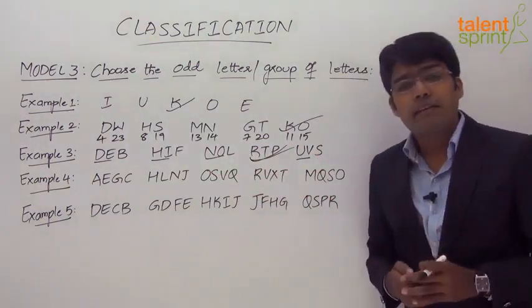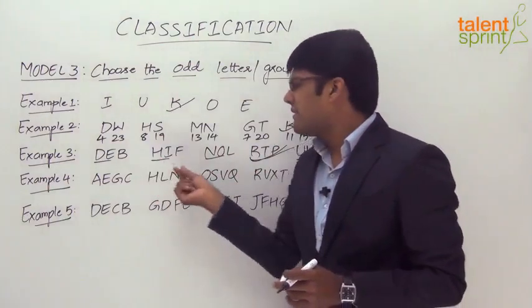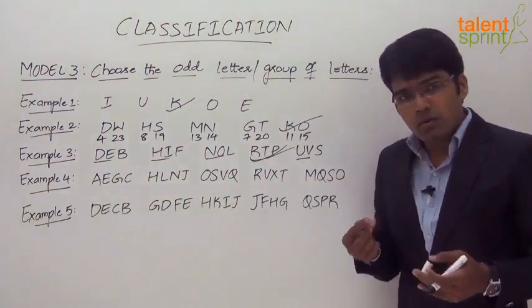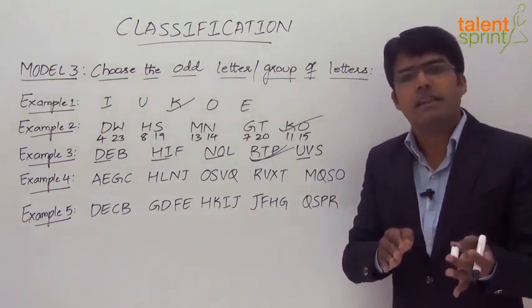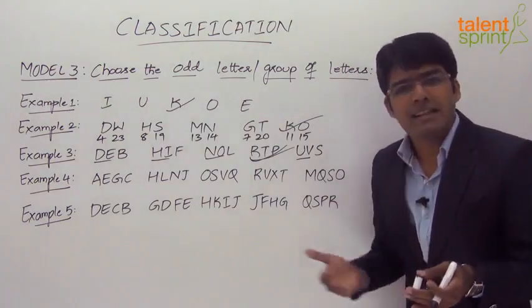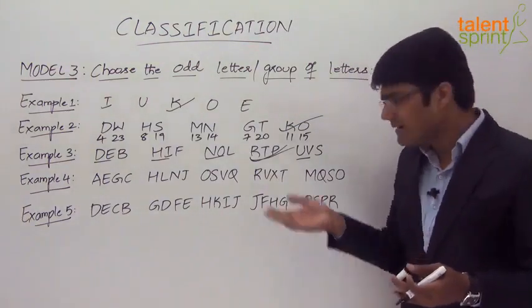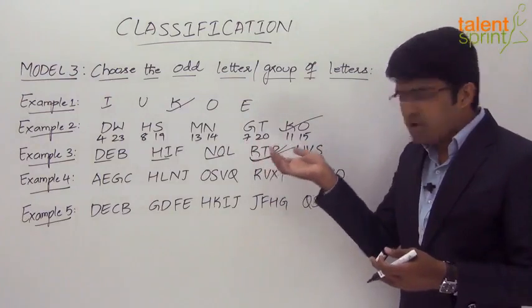Now some of you may wonder why we are not considering the third letter. The point here is, when we are able to find out the odd one based on a certain logic using some of the letters, we need not worry about the remaining letters. However, if we verify, we'll find out that yes, the odd one would actually be RTP.